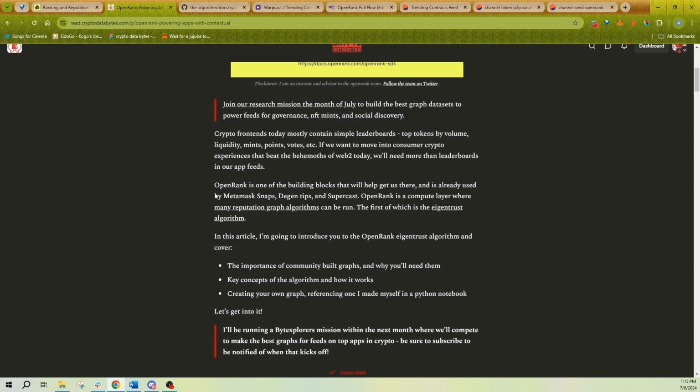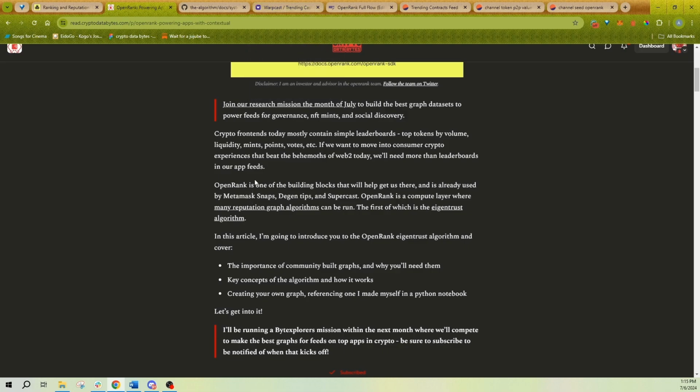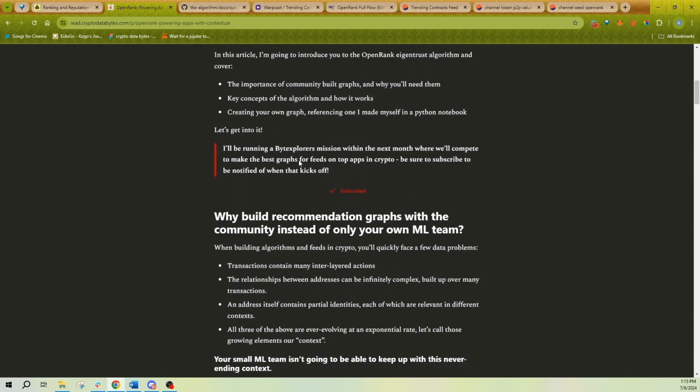If you're trying to detect bots, for example, like botcast on Warpcast, sure, an ML model probably works better, because you can just detect the text used in a feed, or the semantic pattern of words in a cast, and see if that is spam or not. But otherwise, a lot of crypto operates through graph algorithms.